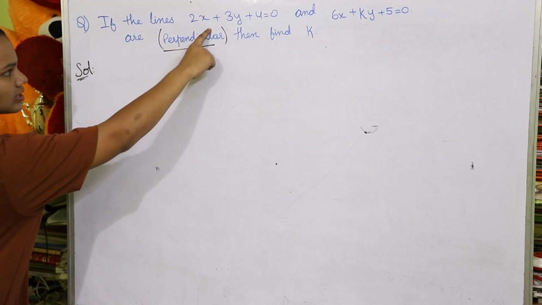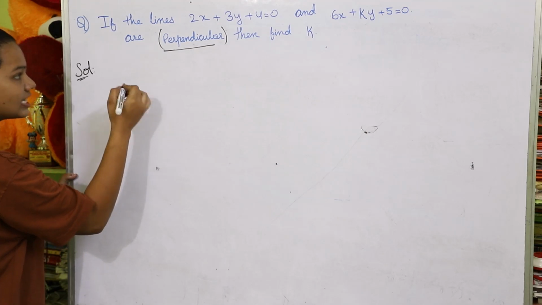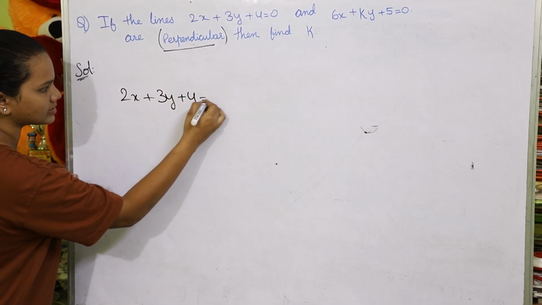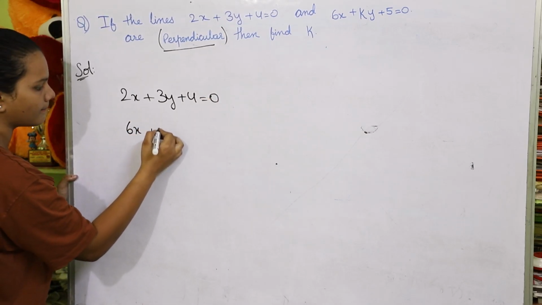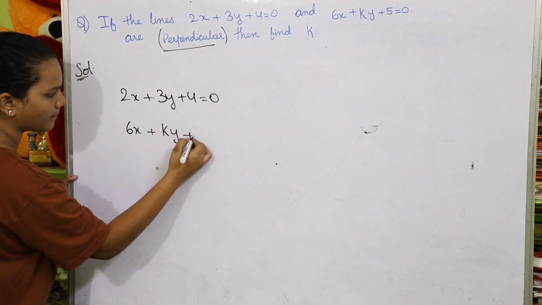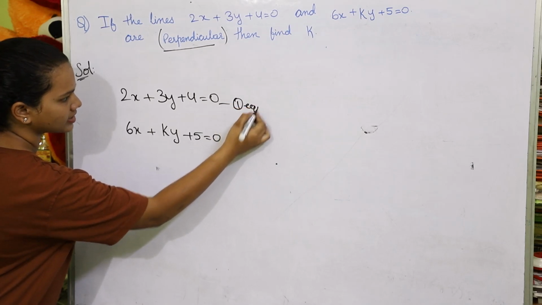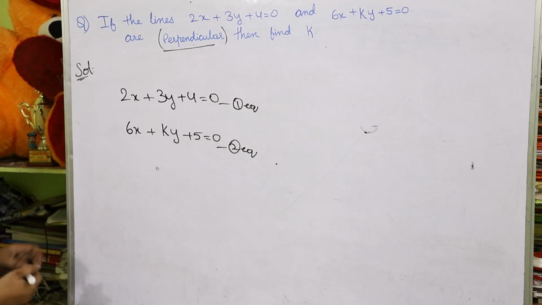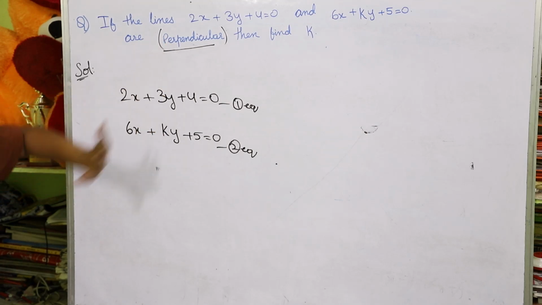Let us write down the first equation and second equation over here. The first equation is 2x + 3y + 4 = 0. The second equation is 6x + ky + 5 = 0. Let this be equation number 1, the first equation, and this be equation number 2, the second equation. Now they asked to find this k value and they said both lines are perpendicular.